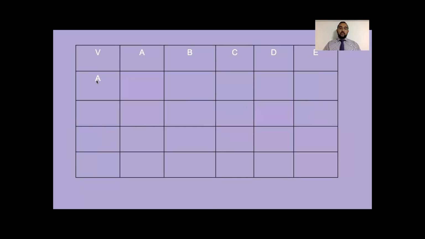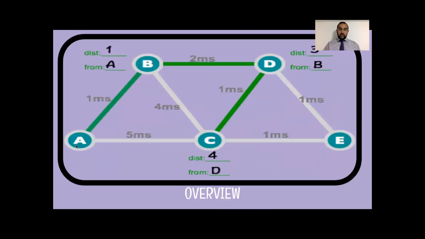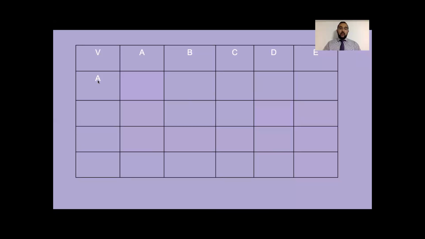The shortest distance from point A to point A is 0. You start at point A and end at point A, so you haven't spent any time. There is no distance, so the shortest distance is 0. Now you're going from point A to point B. It's 1 millisecond, and you would write 1 with a subscript A, indicating that you're coming from A to B, and it takes 1 millisecond.